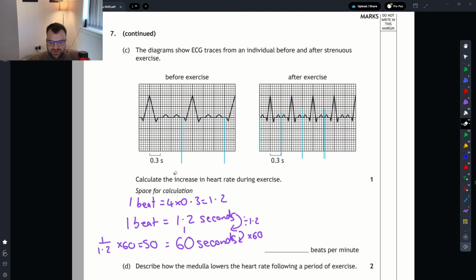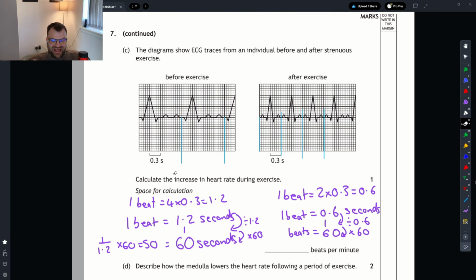For the other one, we've got a shorter time for one beat, which makes sense if you think that during exercise you want more oxygen, more blood around the body, so the heart will beat more quickly, so shorter time. That is 2 boxes, so 0.6 seconds for one. Divide by 0.6, then times by 60, or just times by 100. That's 100 beats. It was 50, it's now 100. Difference is 50 beats per minute.